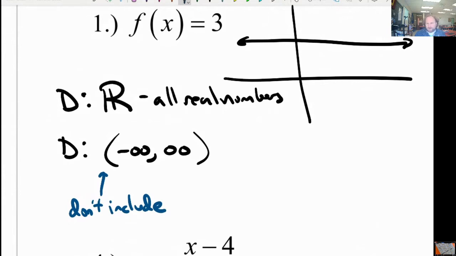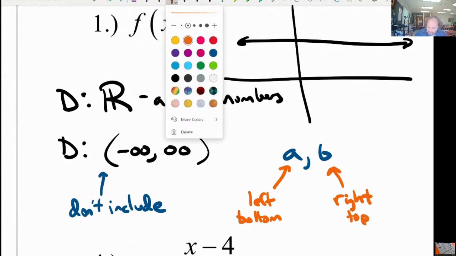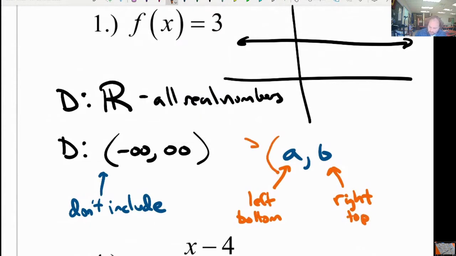But for now, interval notation usually works like this. You have A to B, where A is your left bound and B is your right bound. Or if you're going vertically, bottom to top. And then you choose to use round parentheses if you're going to not include it. Or you use a square bracket if you're going to include it. We'll get a chance to talk about this in just a moment. Let's take a look at another one.